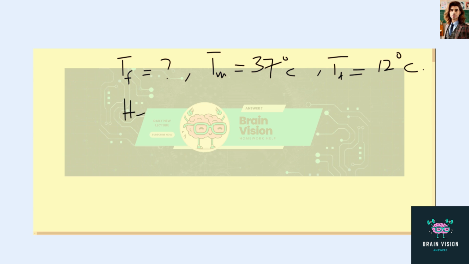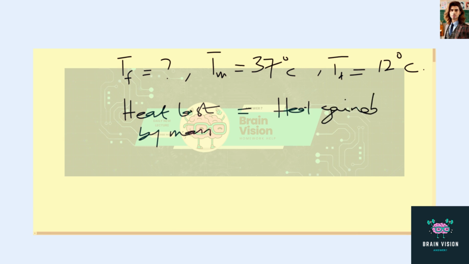So the heat lost by a man is equal to the heat gained by the drink. Now, energy is conserved, so we need to take note of that, assuming that no heat is transferred to the surroundings. So the heat lost by the man is equal to the heat gained by the drink.